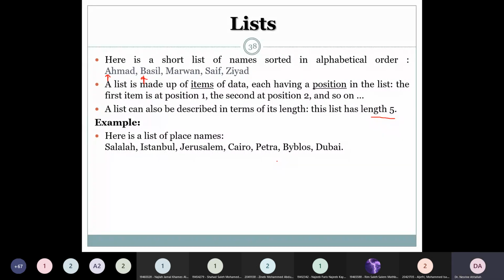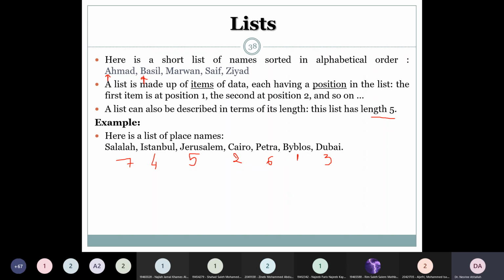Here is a list of places, and we need to order this list alphabetically. In first place is Byblos, second Cairo, third Dubai, fourth Istanbul, fifth Jerusalem, then Petra, and 7 Salalah.